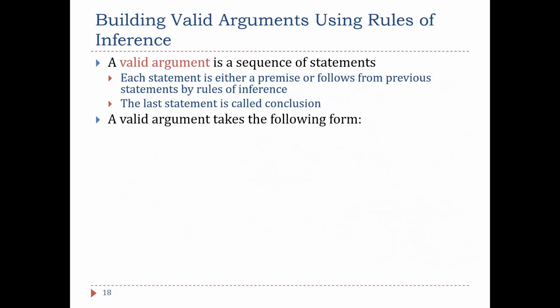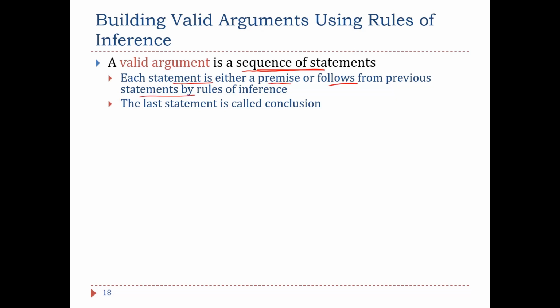Building valid arguments using rules of inference. Maybe I already showed this to you in earlier slides. Usually to build a valid argument, we use a sequence of statements where each statement is either a premise or follows from previous statements by rules of inference. I did this exactly when I explained simplification and addition to you. And in this case, the last statement is called a conclusion.